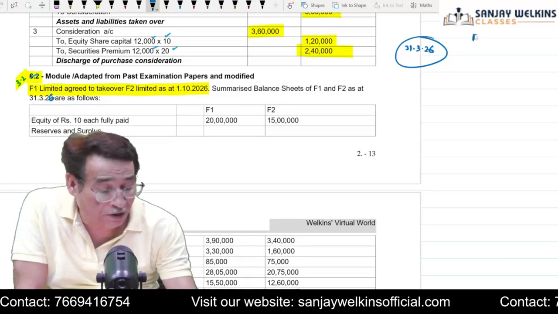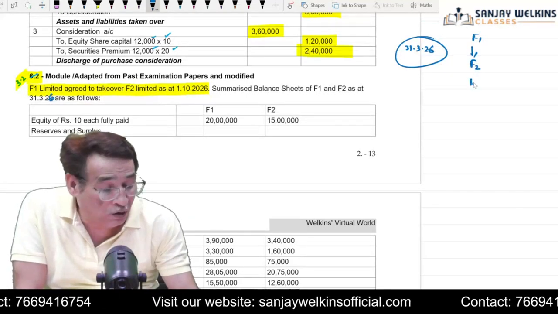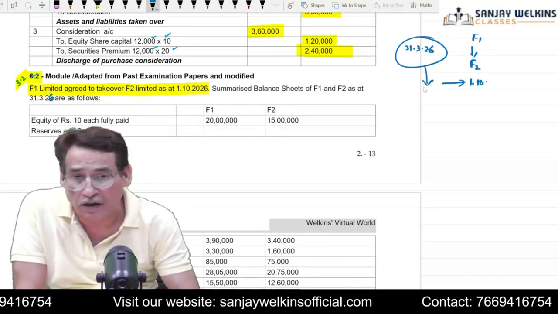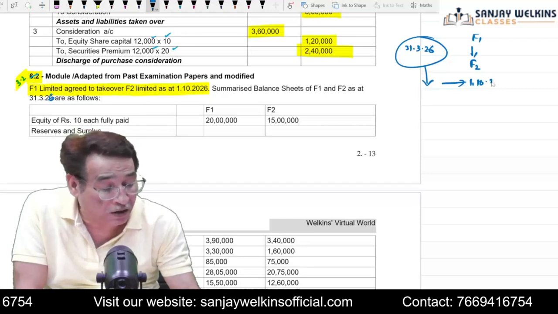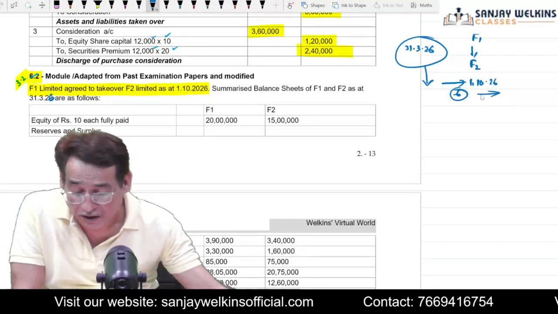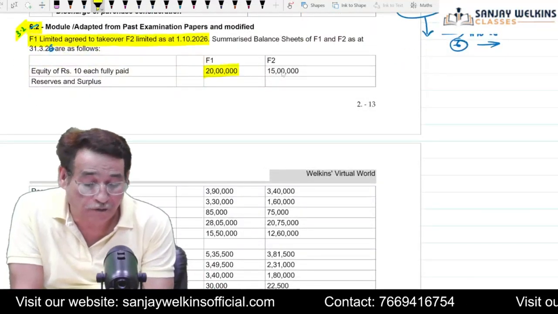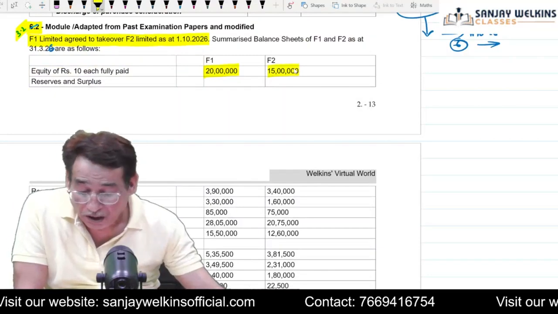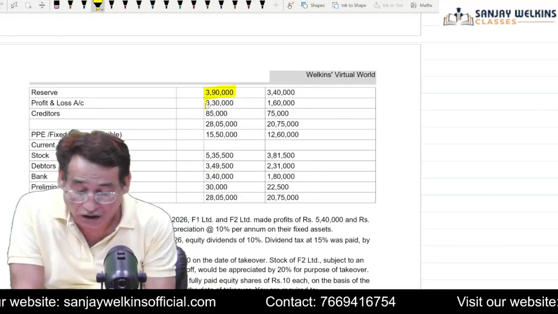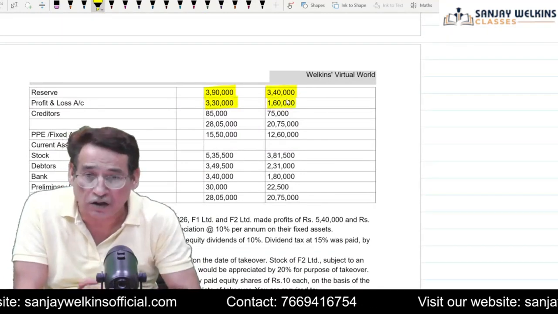However, F1 is taking over F2 almost after 6 months from the balance sheet date, correct? Almost after 6 months, the business is being taken over. Now, in this case, it is given to you that equity share capital of F1 and F2, and then we are given the reserves of 3,90,000 and profit and loss account of 330 for the acquirer entity, and this much for the acquiree entity.